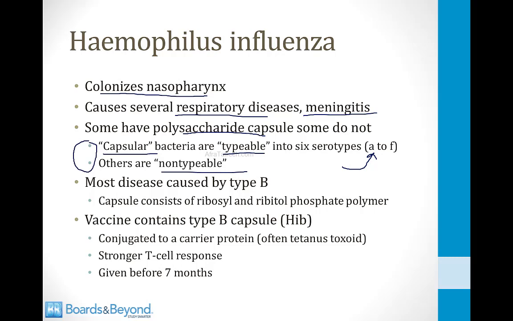Most of the serious and life-threatening disease is caused by H. flu type B. This contains a capsule with substances called ribosol and ribitol phosphate in a polymer. The vaccine that children get contains the type B capsule. It's called the HIB or HIB vaccine. It contains the type B capsule conjugated to a carrier protein that is usually tetanus toxoid.